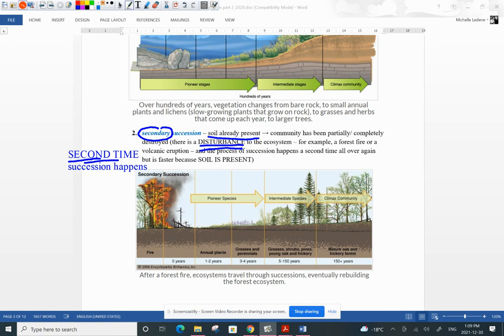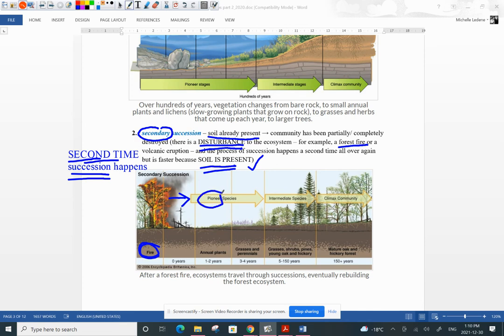So, in a lot of examples, like northern Alberta, we are familiar with, there's been forest fires, and that destroys either partially or completely that community, and then it has to regrow. Succession has to happen a second time over. So, soil is present in this one. And like, here's our ecological disturbance, a fire or something like that. And then after the fire, the disturbance occurs, we already have soil present. And through hundreds of years, we're going to start building back the community structure that was once present.